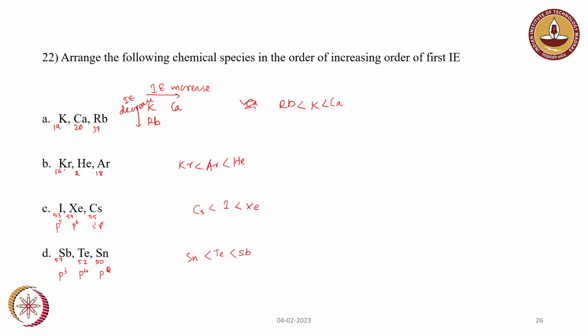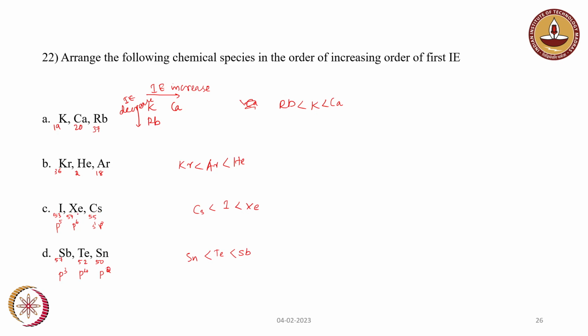So the order will be rubidium less than potassium, less than calcium. And next one is krypton, helium, and argon. So these are inert gases, and helium is on the top of the group, then argon, then krypton. So the order will be krypton less than argon, less than helium. Next one is iodine, xenon, and cesium.